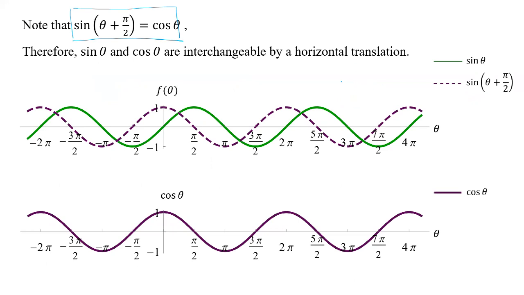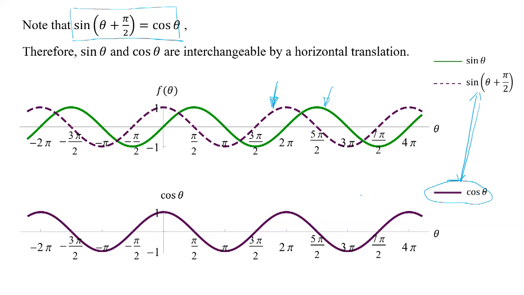For example, if we look at the first graph, the green line here is sine theta. And if we plot sine theta plus half pi, this dotted line is sine theta plus half pi, right? And this dotted line here is actually the same as the cosine here, because these two functions are the same, right? We have sine theta plus half pi equals cosine theta.